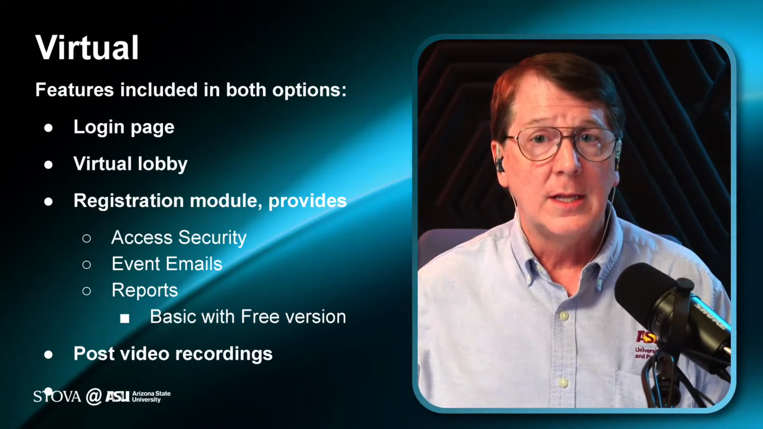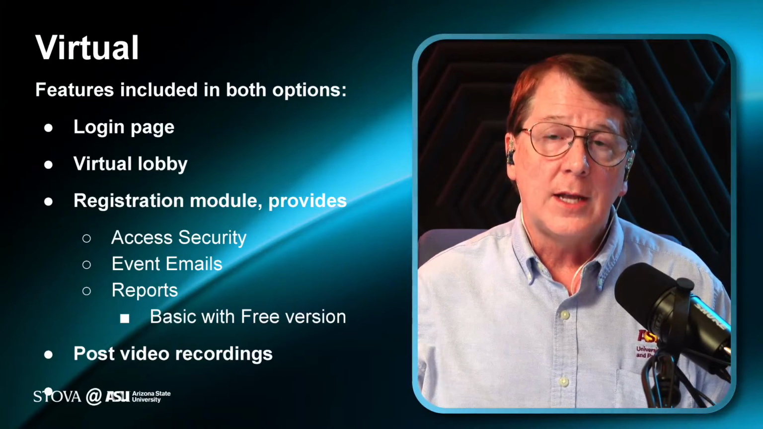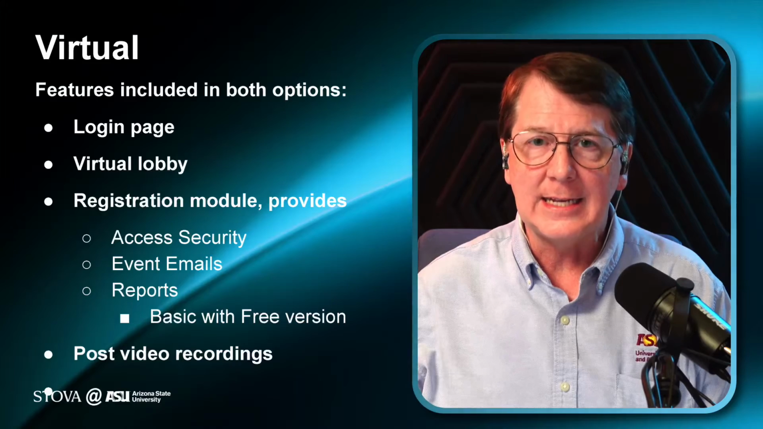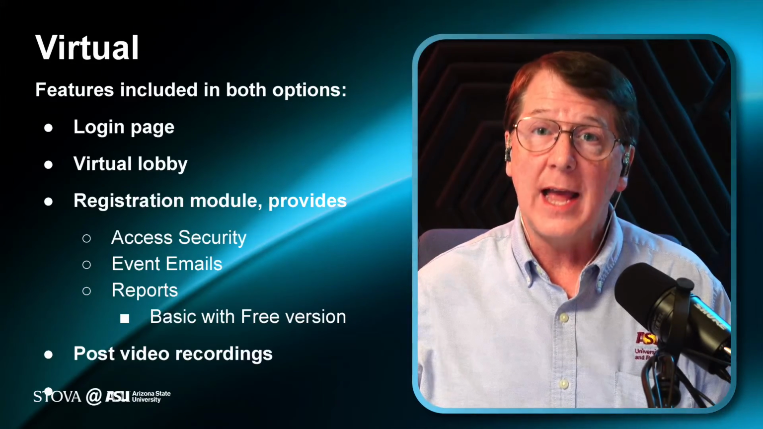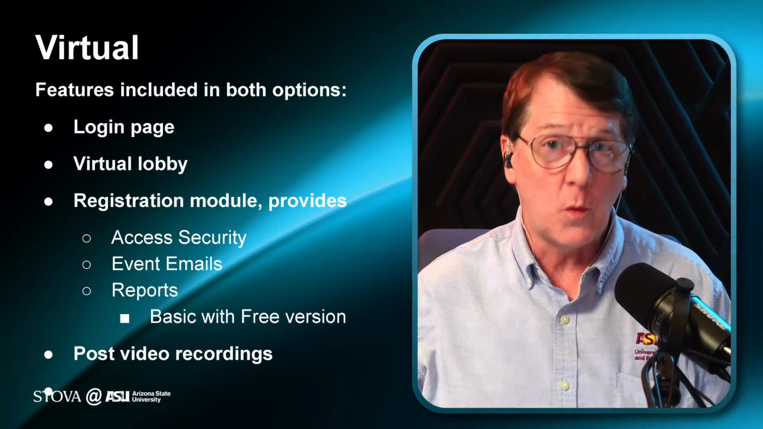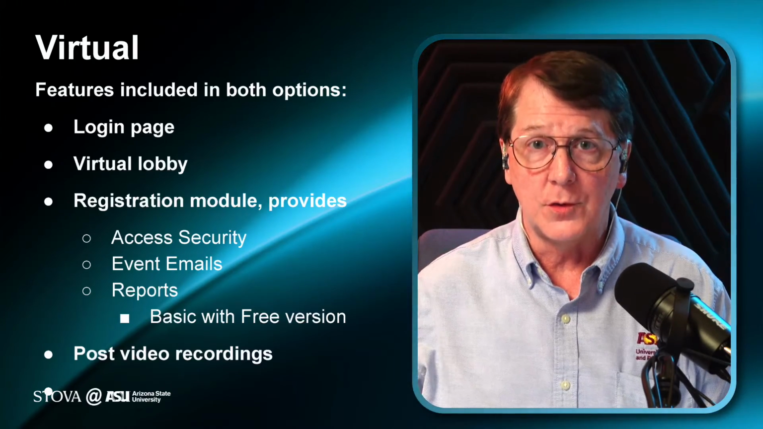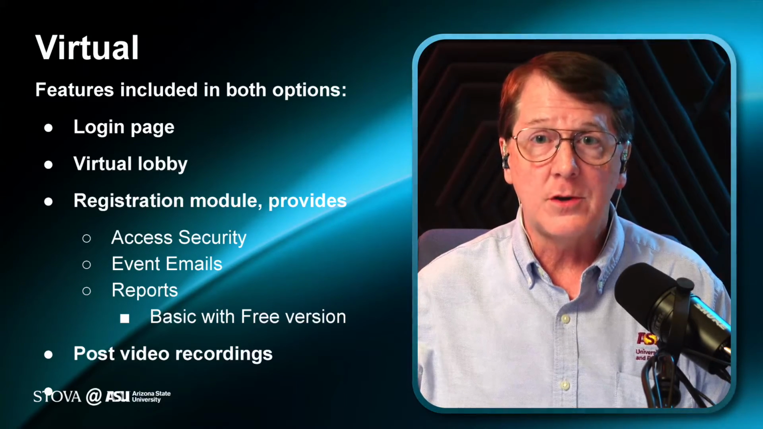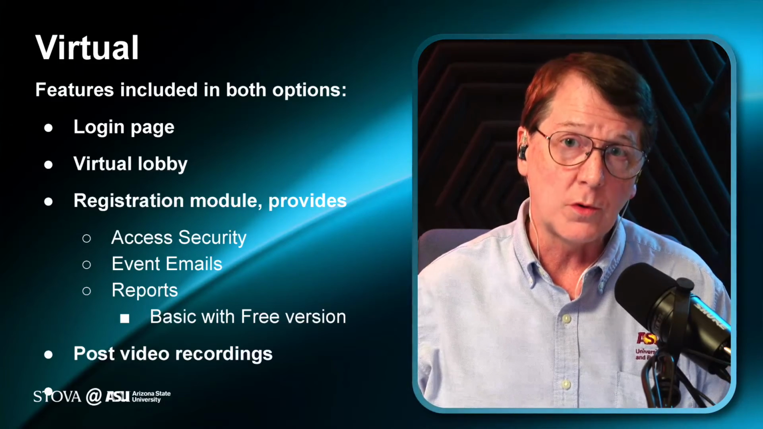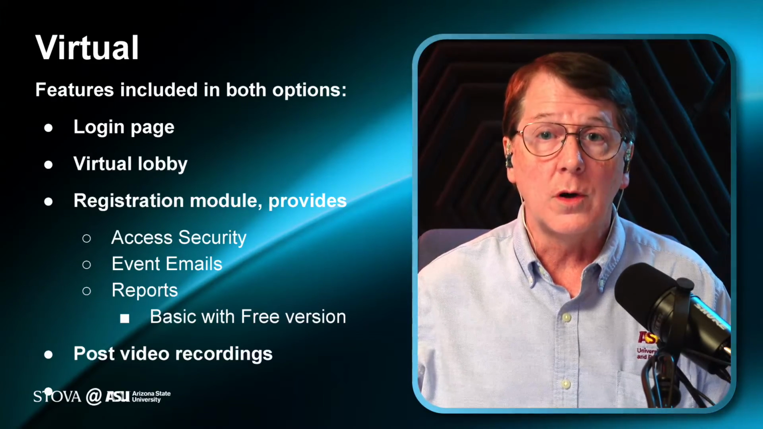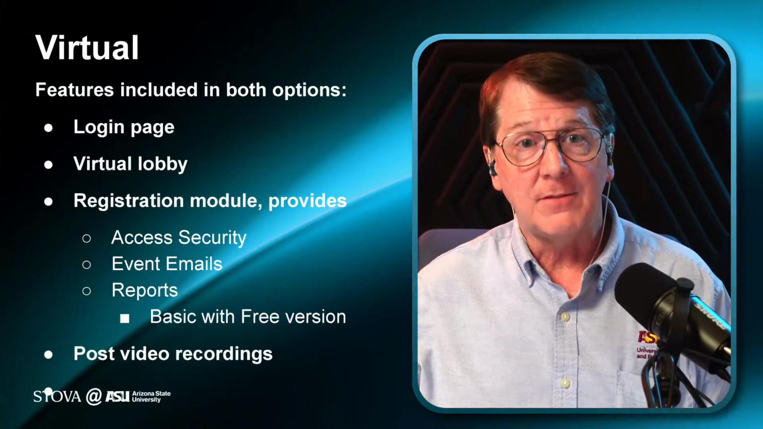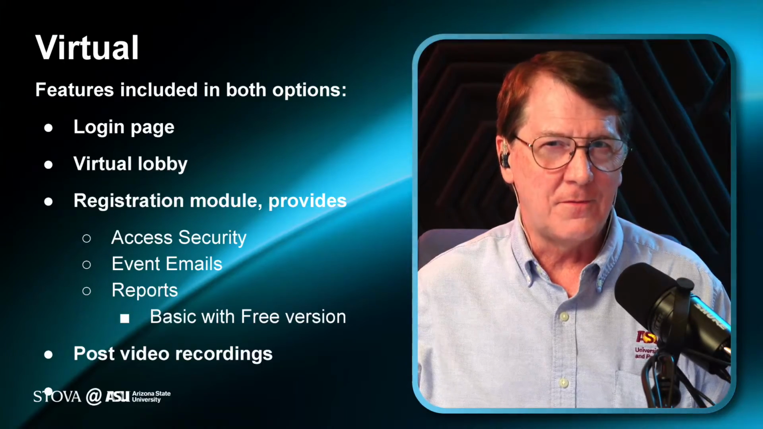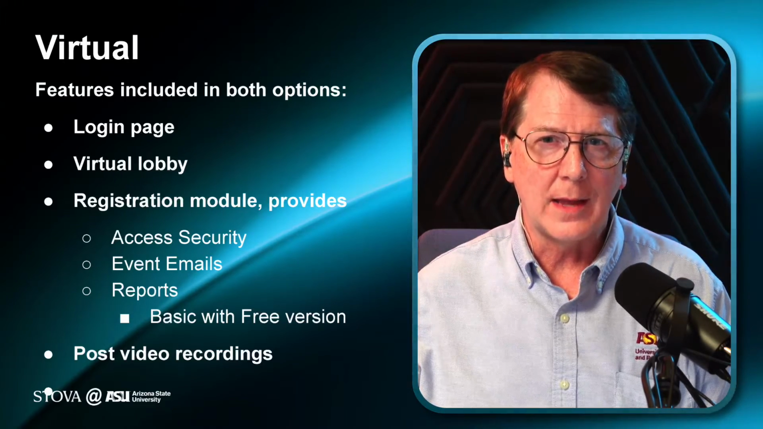Now, the virtual lobby is connected to your registration site, so that means you automatically get access security. People have to be registered for the event before they can log in to the virtual lobby. It also means you've already got the event email communication with your attendees for providing links before your activities or follow-up emails after the event. And you also get some reports. With the free version, the reports are very basic, and we'll go through what that means.